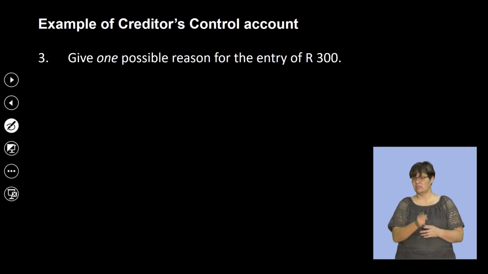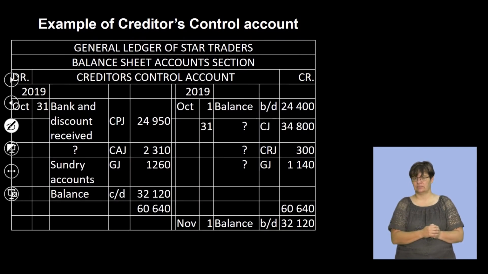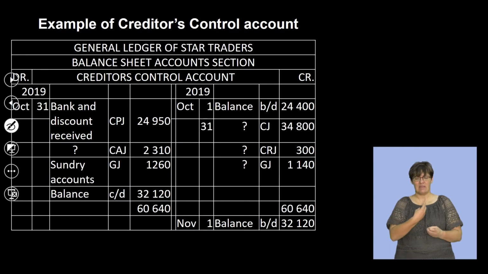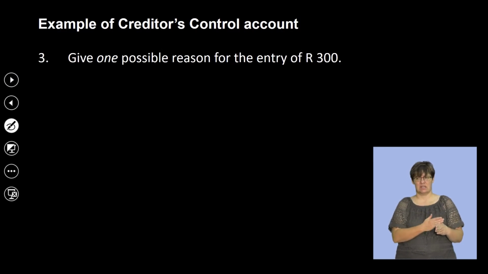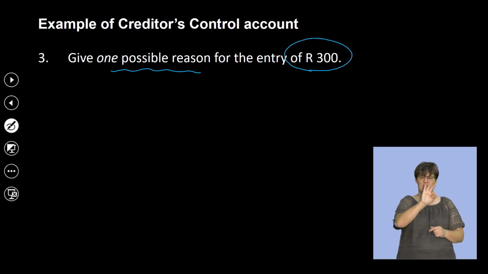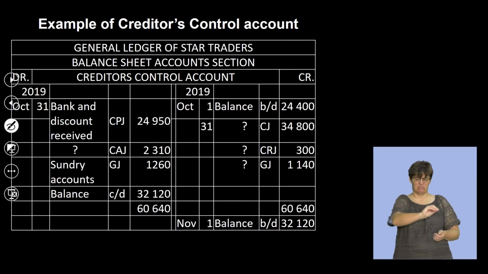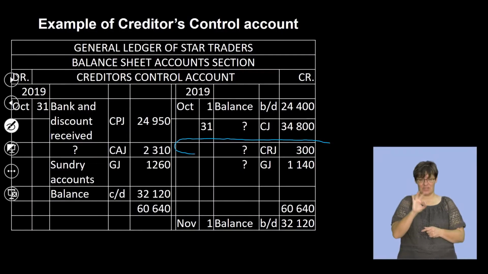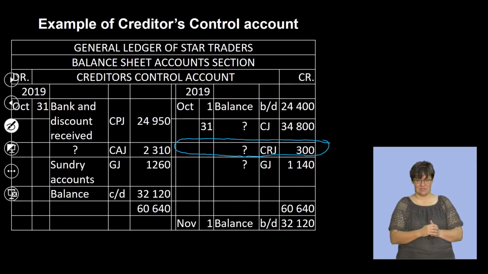The question says here, give one possible reason for the entry of 300 Rand. Okay, let's identify the 300 Rand first. So step number one, identify the 300 Rand. What are we looking at? Here we go. There's the 300, right? Interesting one. So keep your wits about you.